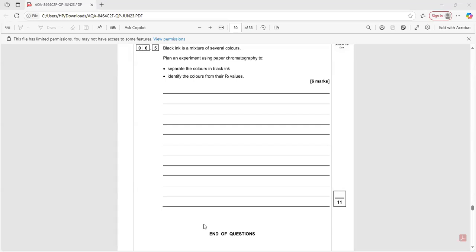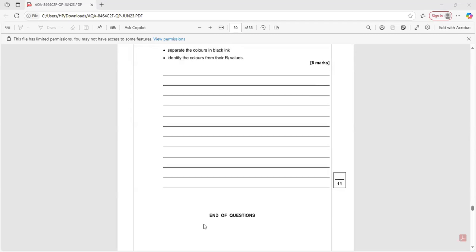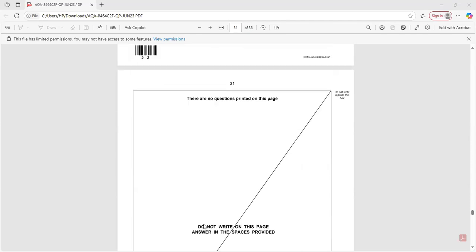Okay, so critical things: white filter paper soaked in the solvent, and then after you've already dropped the ink in it. So I'll leave the rest to you to read up from the mark scheme.